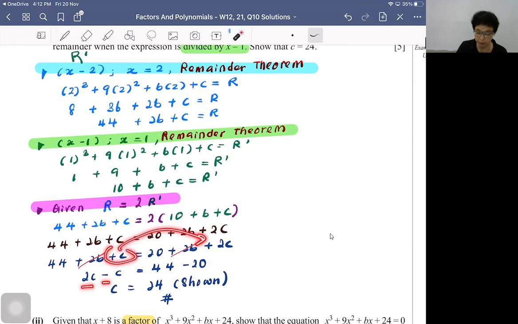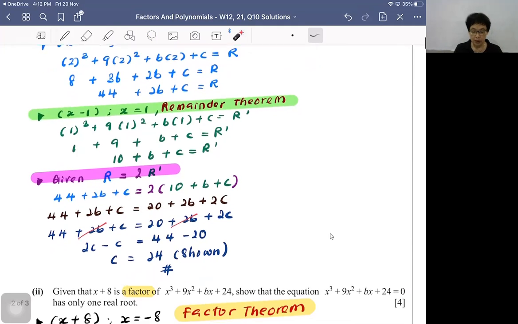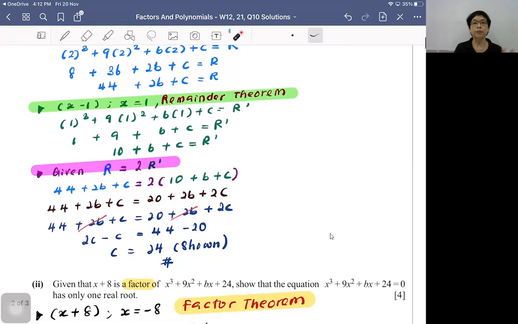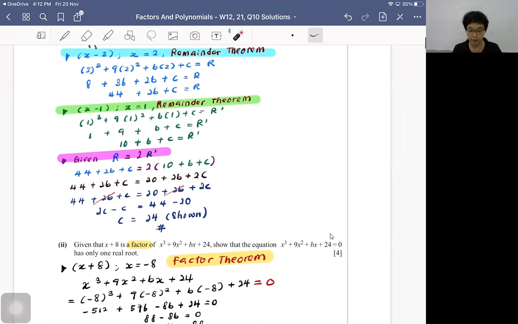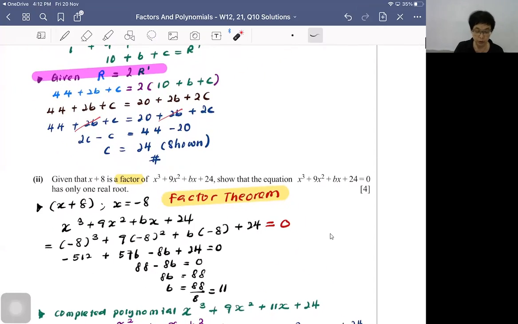So this one, just bring that. And then the 20, I'll just bring it over. And that's how we get c equals 24. Then we have successfully accomplished section 1 of this question. Now we go to section 2.